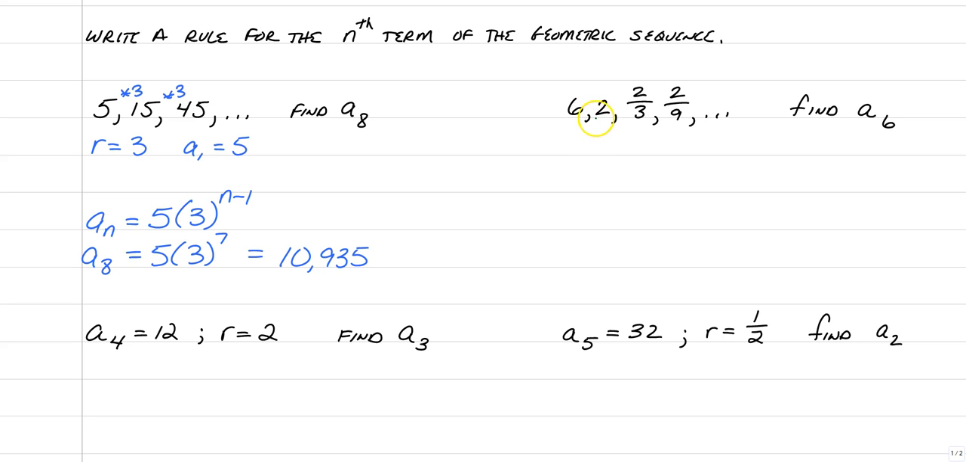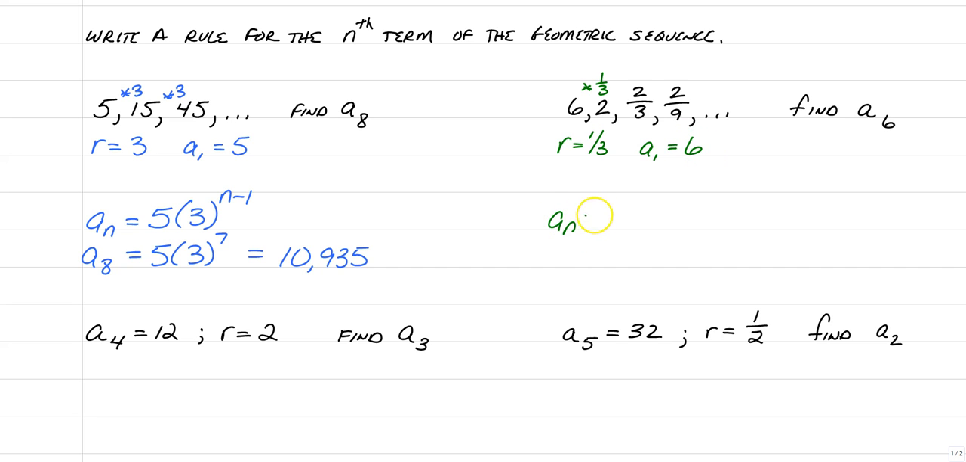Okay, so for this, our ratio is 1/3. Now, as mentioned before, it's the term divided by the previous term, or you could always ask yourself, 6 times what will bring you to 2, and that would be 1/3. So each step we go, we're multiplying by a ratio of 1/3. So our ratio is 1/3, and our first term is 6.